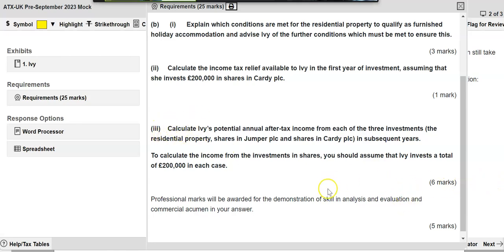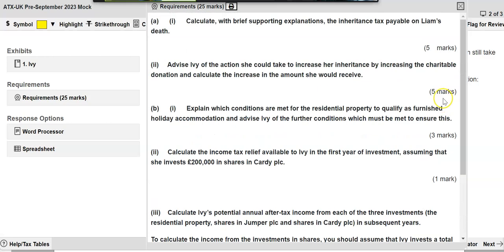So if we total the marks of calculation, out of 20, that would be 6, 7, 7 and 5. So 12 marks are for calculation. So that's a pretty easy one. Requirement A1 is: calculate, with brief supporting explanation, the inheritance tax payable on Liam's death. Advise Ivy of the actions she should take to increase her inheritance by increasing the charitable donation, and calculate the increase in the amount that she would receive.